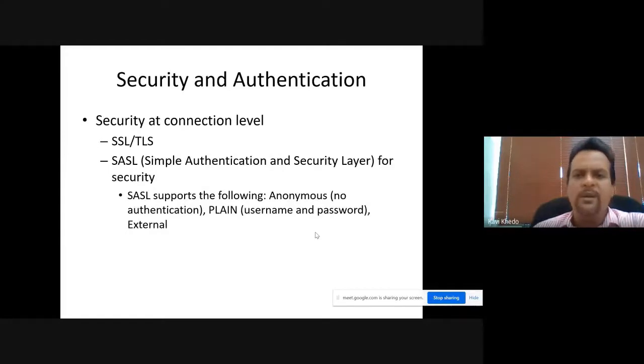This is some security information that is provided in AMQP. It uses SSL and TLS, and the Simple Authentication and Security Layer for security.